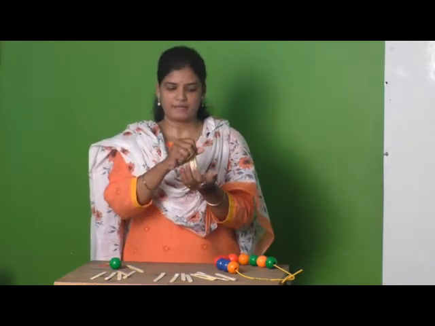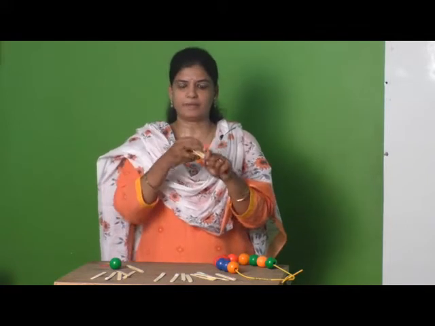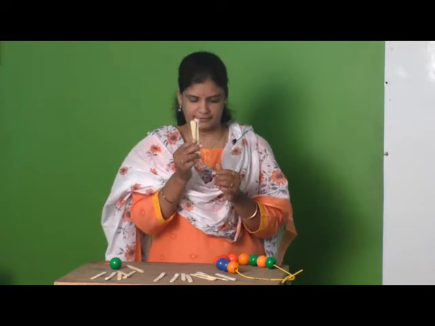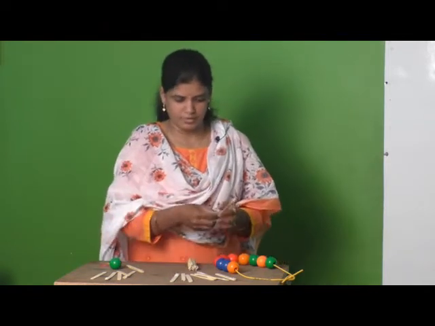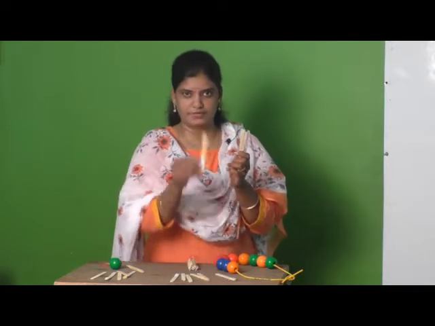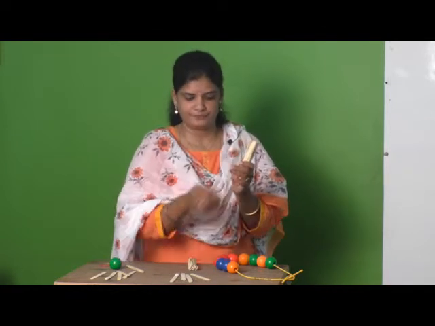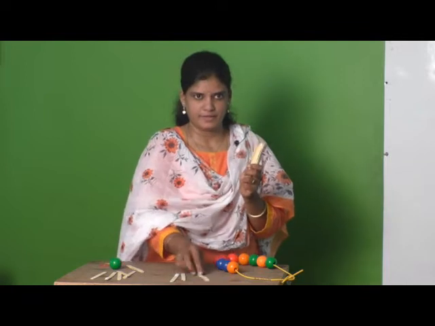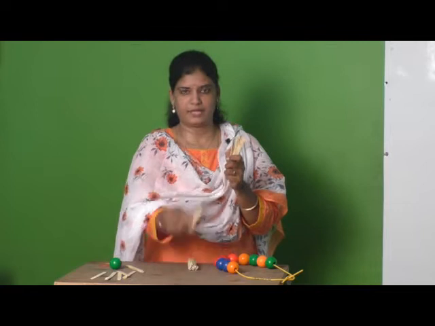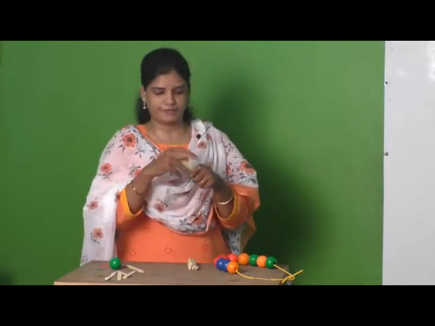See, this 10 I have collected in my hand. Yes, and I will put a rubber band to it. So what happens now? This is the bundle of 10. Next again, 1, 2, 3, 4, 5, 6, 7, 8, 9 and now 10. This is another bundle of 10.